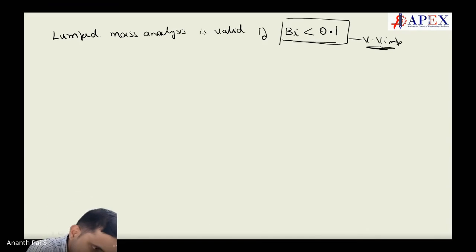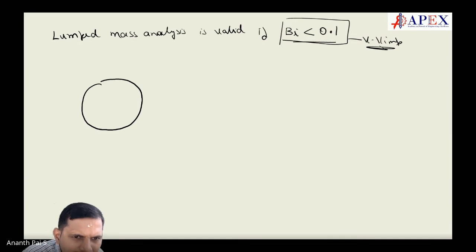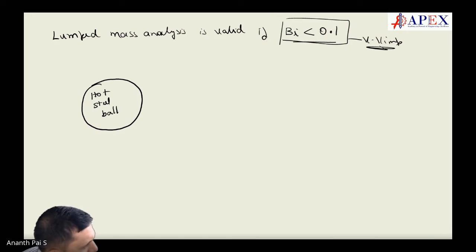So now, let us consider a hot steel ball. Here, air is there at T infinity. The hot steel ball is at temperature T, which is varying with time because heat transfer is happening, with the convection coefficient h.